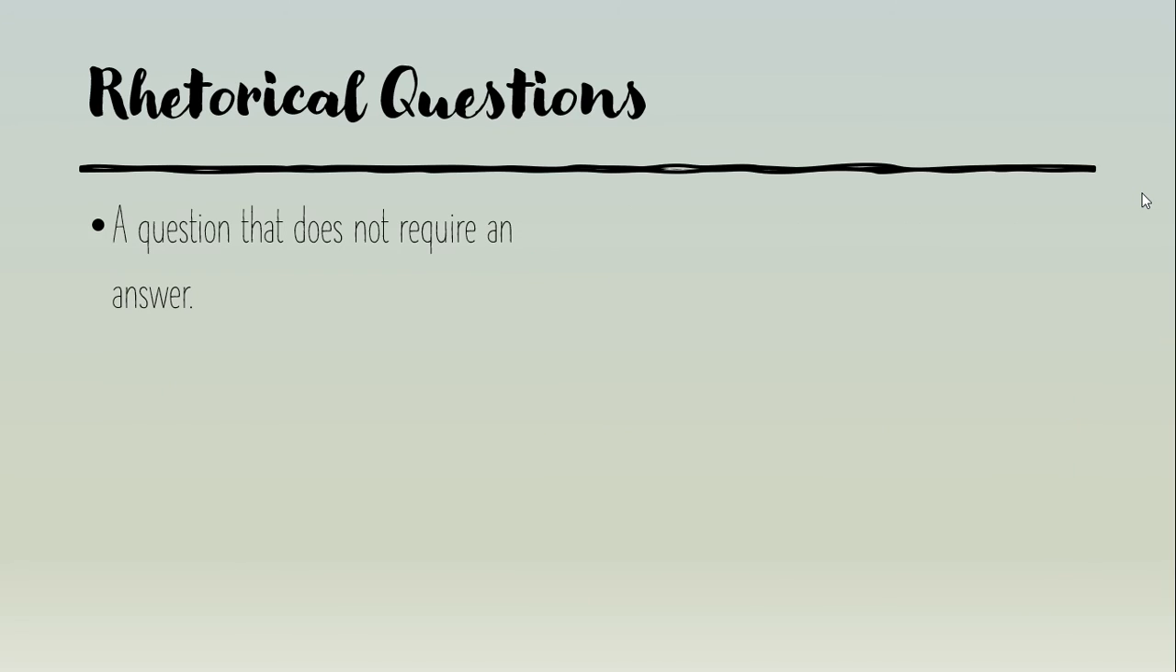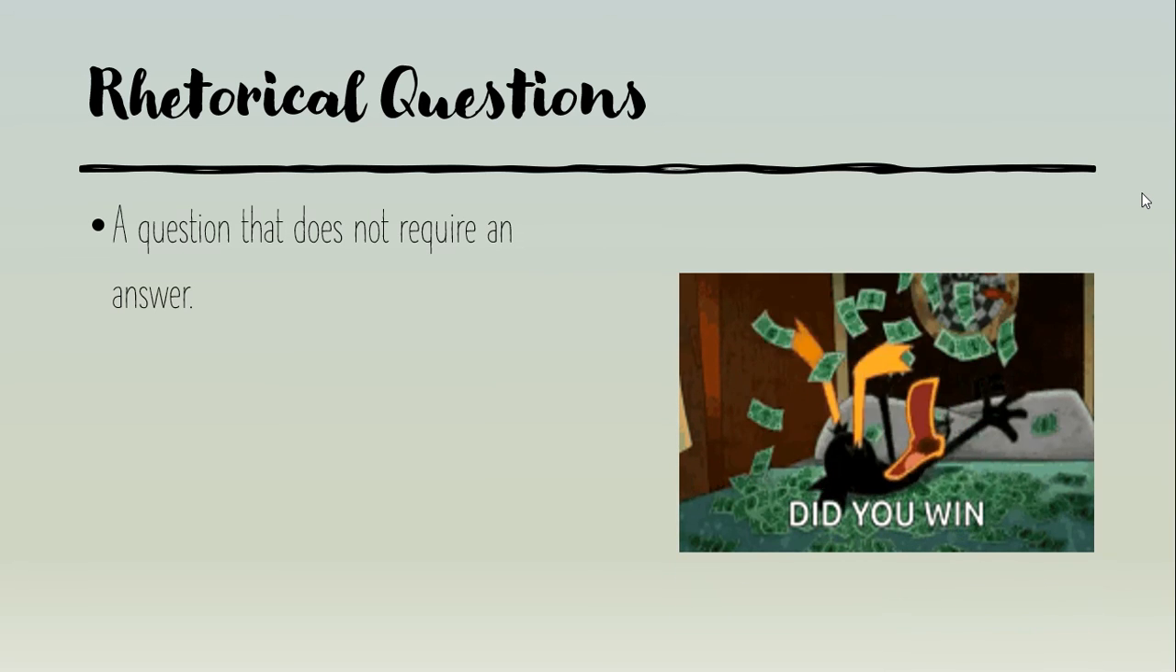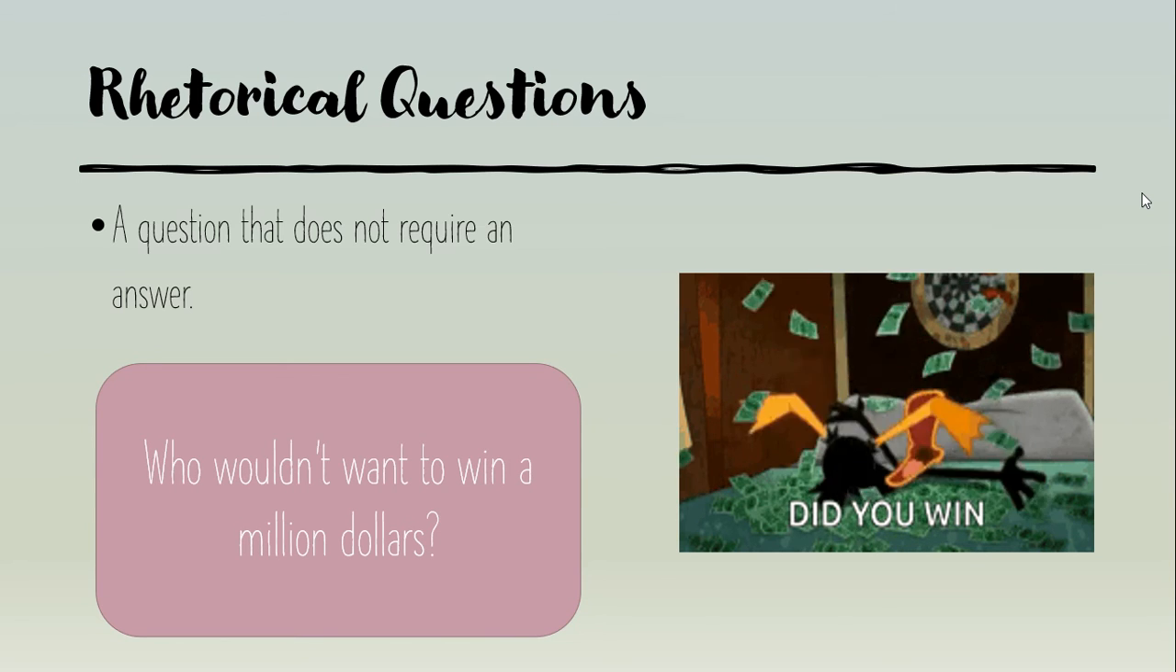Last but not least, then, rhetorical questions. A question that does not require an answer. A writer will deliberately use this to get their reader thinking about things from a certain point of view. They're not expecting them to really answer that question. And a very good clue for you when you are looking through a text, if you spot a question mark, the likelihood is that the writer is asking a rhetorical question. So always be on the lookout for them. For example, who wouldn't want to win $1 million?